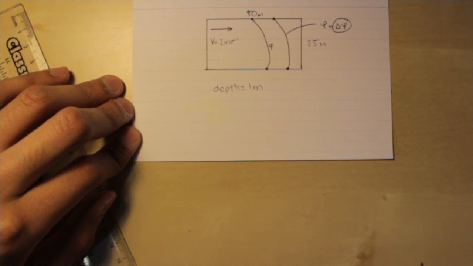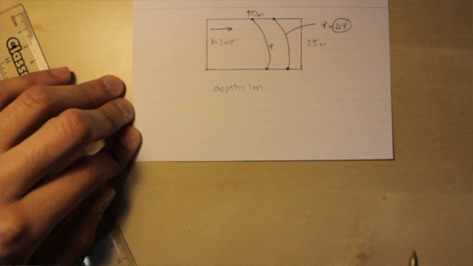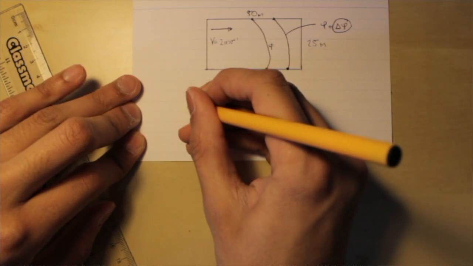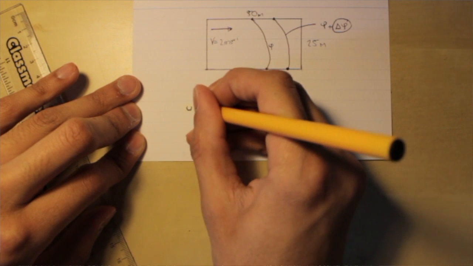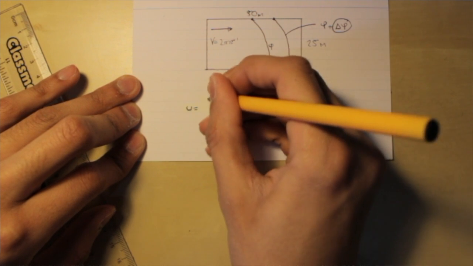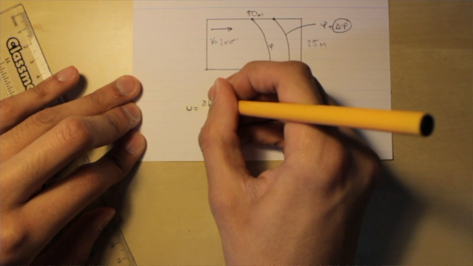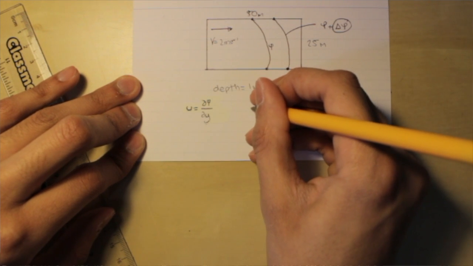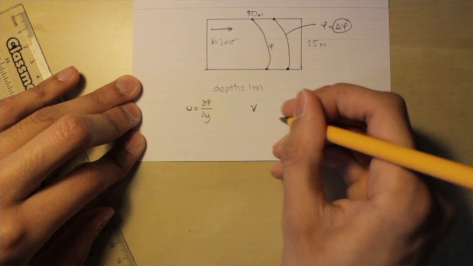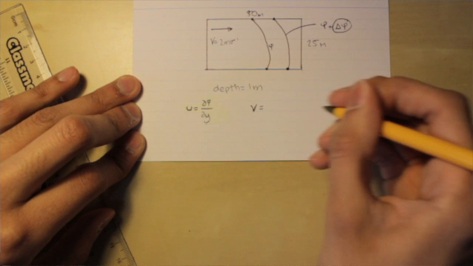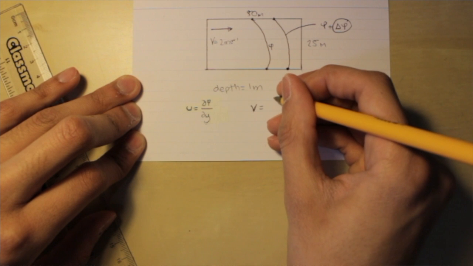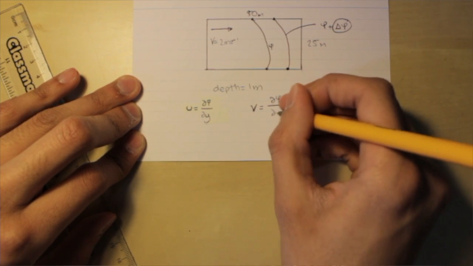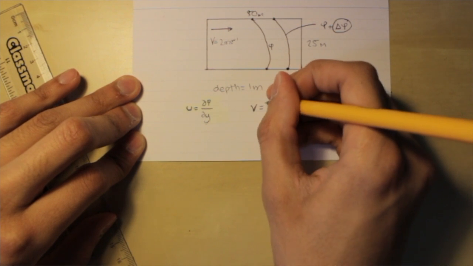If you want to understand how the equations are derived, feel free to check out the book I recommended, but right now I'm just going to give you the equations. So the velocity u, which is the velocity acting in the x direction, will be equal to the partial derivative of phi with respect to y, and then the velocity v, which is the velocity in the y direction, will be equal to the partial derivative of phi with respect to x, and this will be negative.